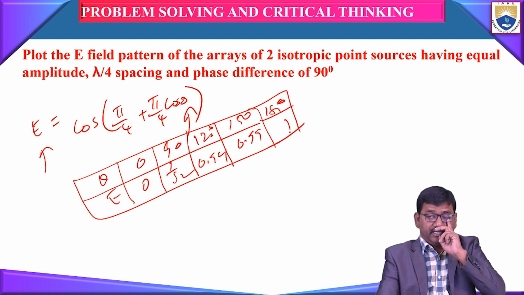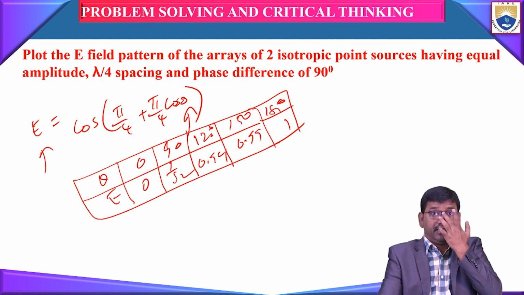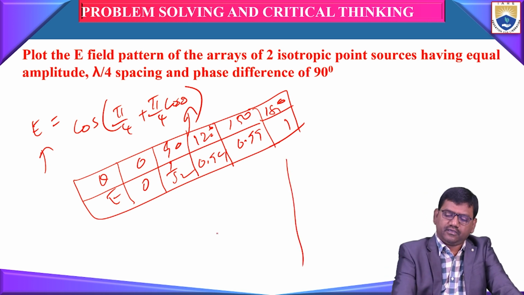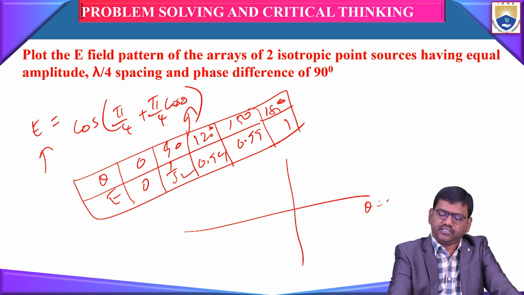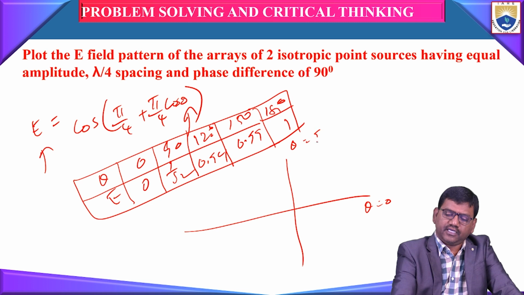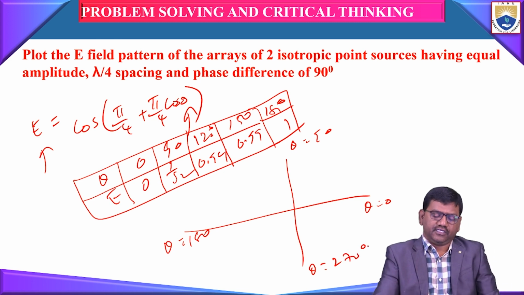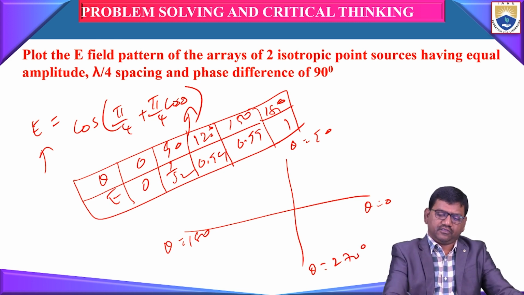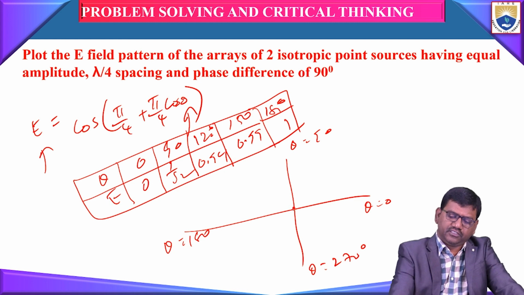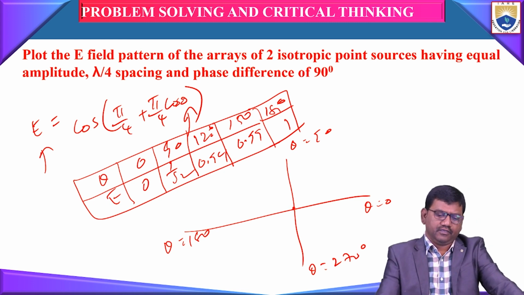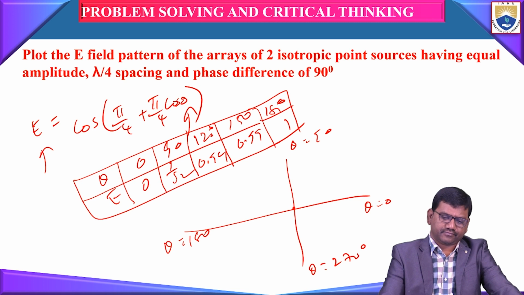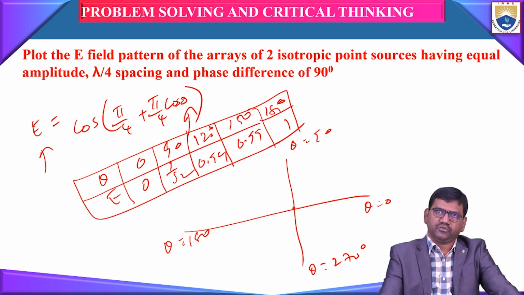Now from this data in the table, we need to draw the radiation pattern. So let us assume here theta is equal to 0 degrees, here theta is equal to 90, here theta is equal to 180, and here theta is equal to 270 degrees. When theta is equal to 0, the value of E is 0. Now when theta is 90, the E value is 1 by root 2.